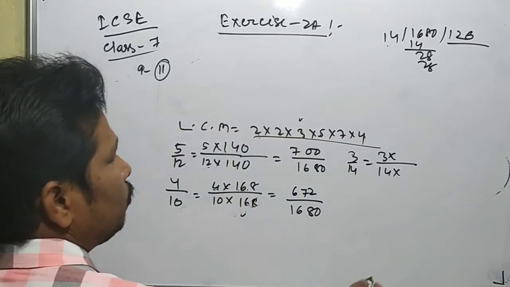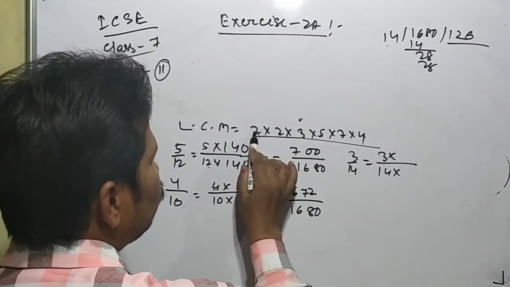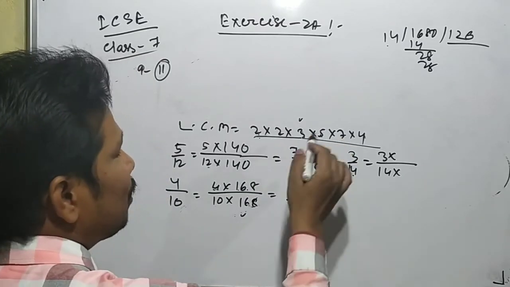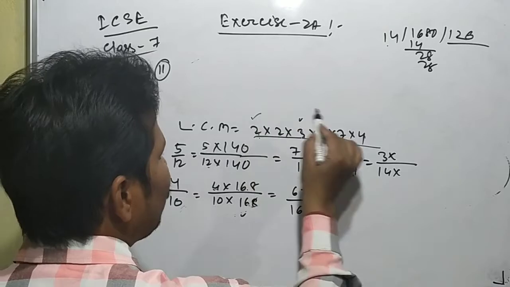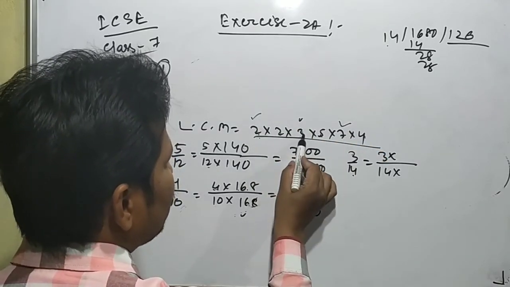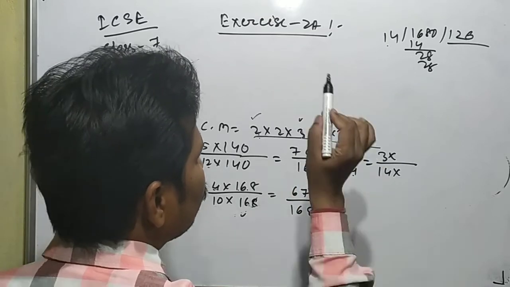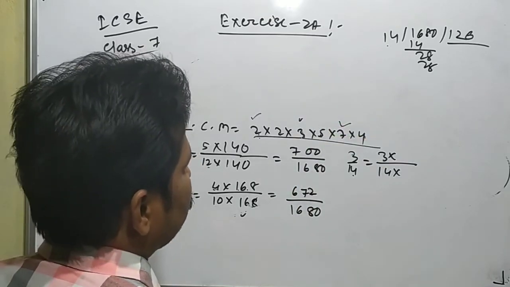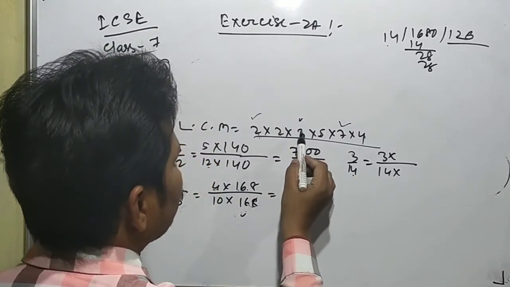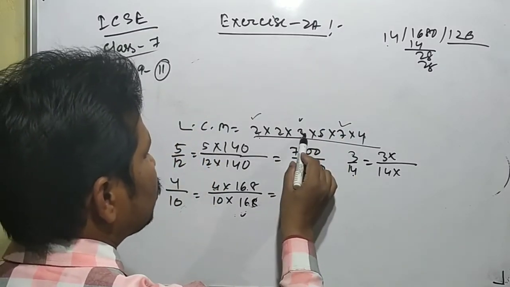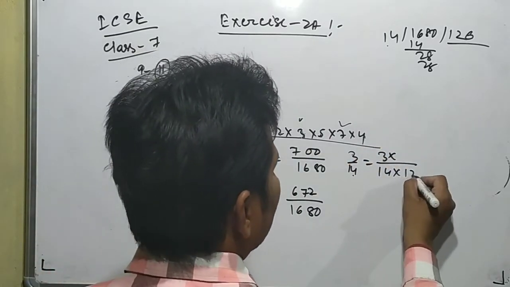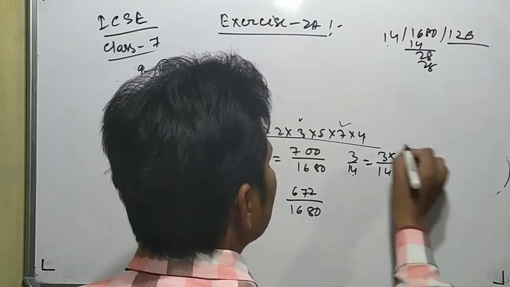You can also find the result this way. Look here, take the 14 as 2 and 7. The rest of the numbers are 2 into 3 into 5 into 4. 2 into 3, 6, 6 into 5, 30, 30 into 4, 120. So 120, again 120. This is the simplest form.